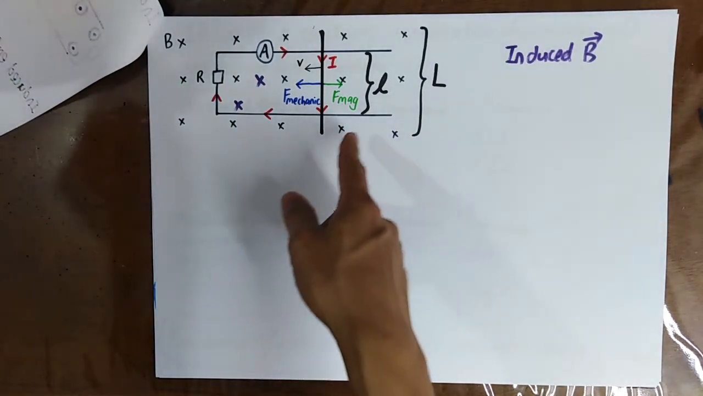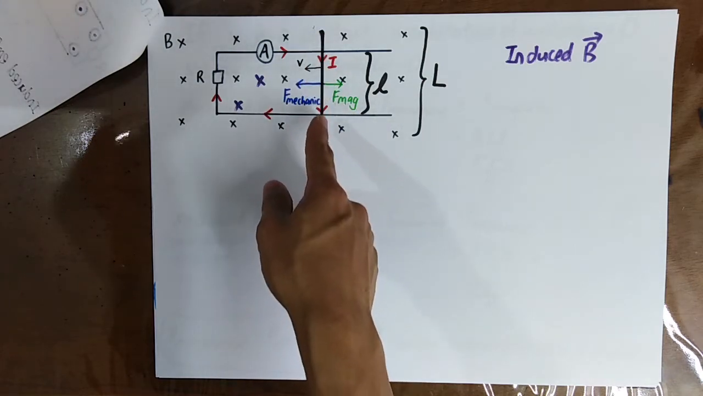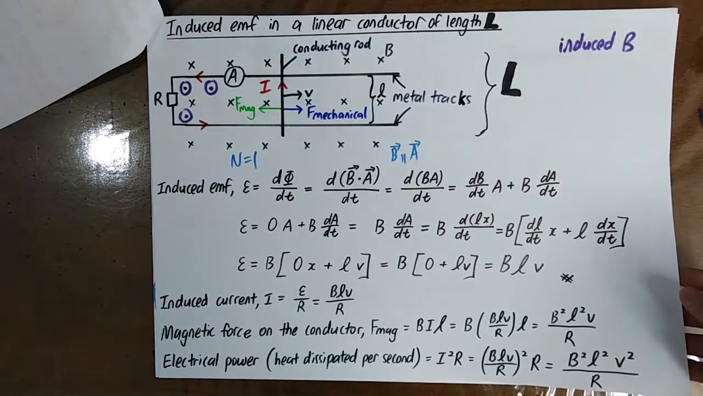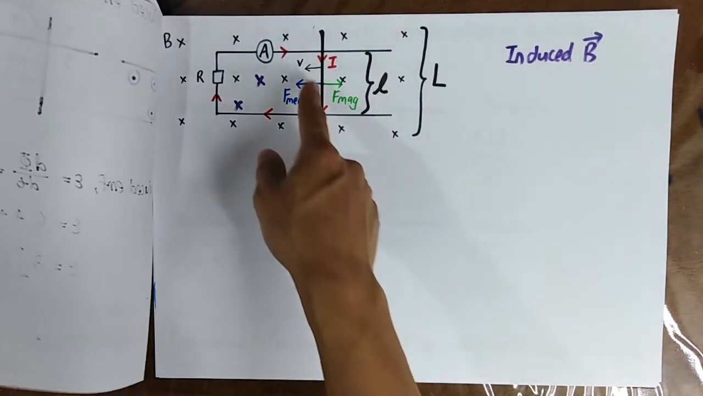So when the direction of the moving conducting rod is opposite, then the direction of the induced current is also in the opposite direction. So make sure you know how to get the direction of the induced current.